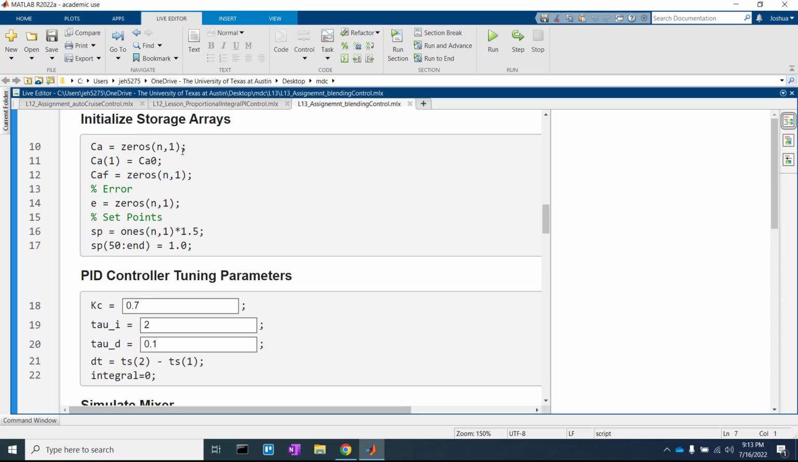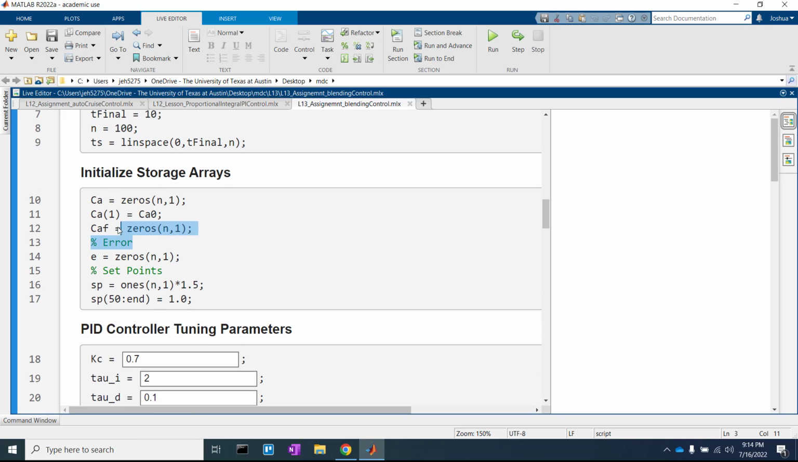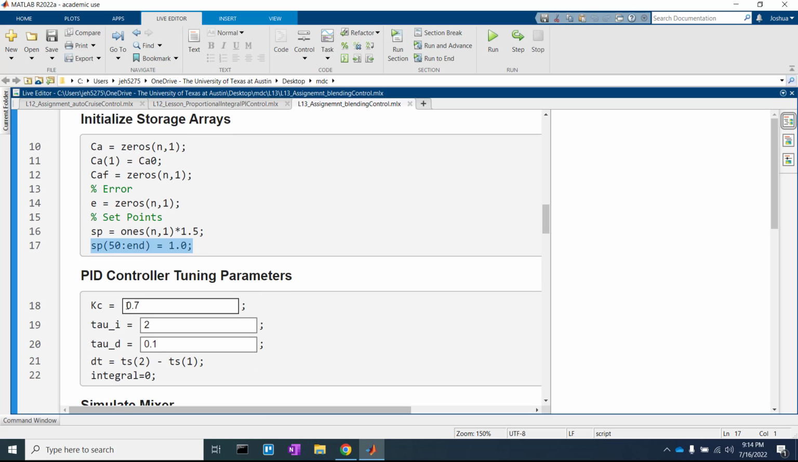We'll initialize our storage arrays. We'll have CA, which is going to be zeros, and CA1 is going to be CA0, which is actually 0 anyway. Then CAF is going to be zeros as well, but CAF will be controlled by us. Our error is going to be zeros as well, and we have set points that starts at 1.5 and then goes to 1. We have our PID tuning parameters.